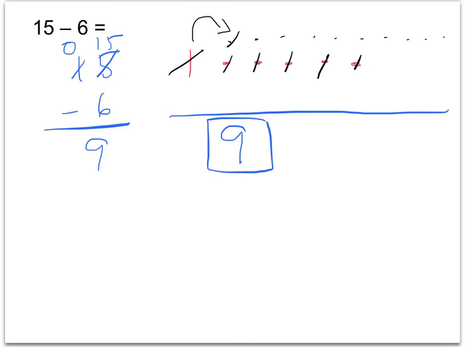So there we go. That's what we did in that algorithm. And this is what it means when we borrowed a 1. We took that bigger bundle of 10 and we unbundled it, or ungrouped it, or regrouped it, however you want to think about it, so that we had more than 6 individual objects to take from. And then we took away those 6 objects, and what was left was 9.